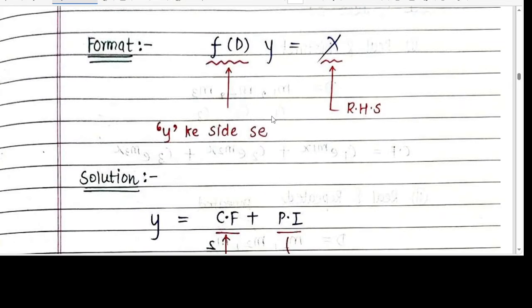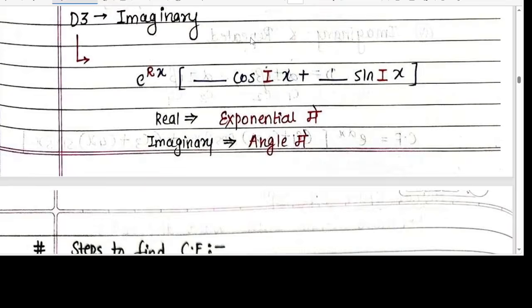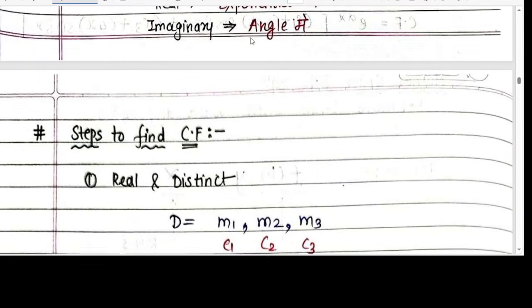First of all, we have to compare the given differential equation f of D into y is equal to capital X. This capital X is the RHS. We have to find its solution. We can find its solution by writing complementary function plus particular integral, right? Now, what are the steps?